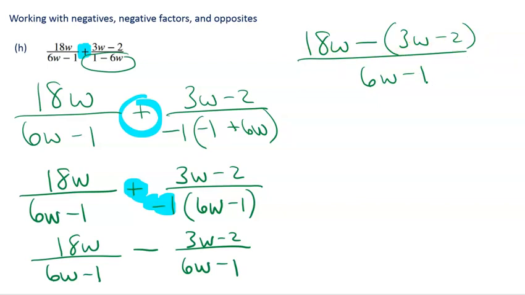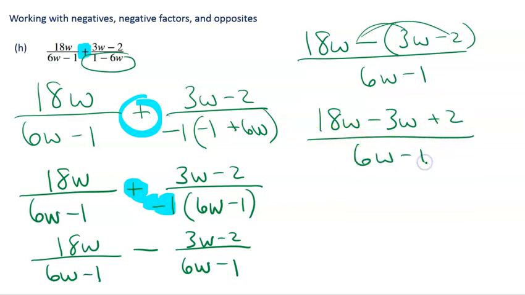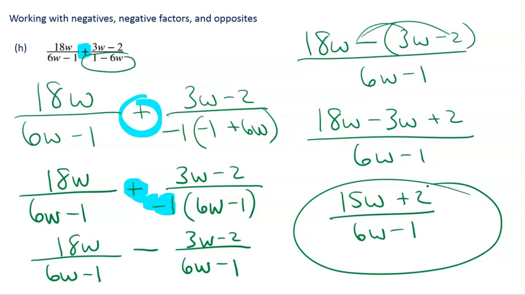Why did I put those parentheses there? Because that negative has to distribute inside. This is 18w minus 3w plus 2 divided by 6w minus 1. And 18w minus 3w is 15w plus 2 over 6w minus 1. Now, if we could factor either the numerator, the denominator, or both, I would. But there are no greatest common factors. There are no exponents, so I know that I'm not factoring a trinomial or a difference of squares. So nothing factors and cancels. I'm finished with that problem.